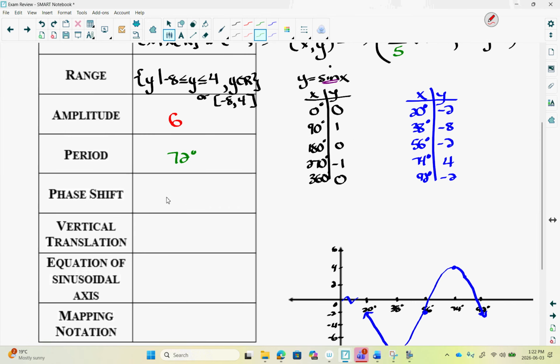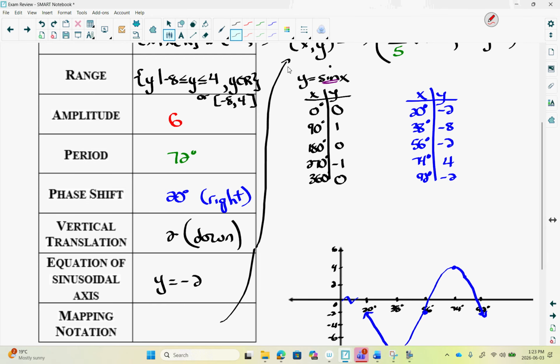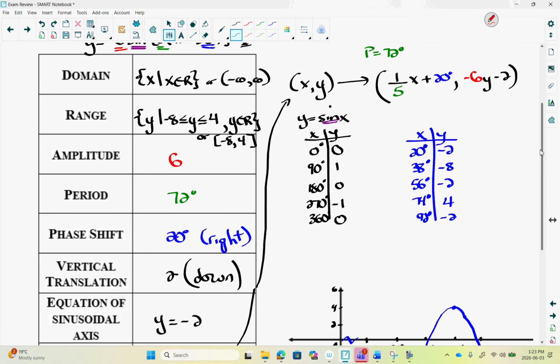What's the phase shift? It's 20 degrees, and I'll put the direction. I went to the right. The vertical translation, it's my K value. It's down 2. I'll put 2 down. The equation of the sinusoidal axis, y equals -2. And the mapping rule, I'll just draw a big arrow up here. There it is.